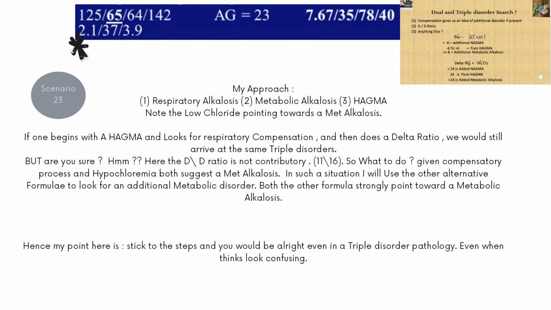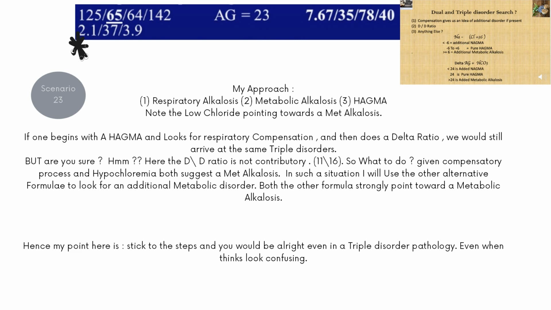Here my approach would be, I will look at the pH on the higher side, PCO2 on the lower side, so straight away I would assess that my patient's got a respiratory alkalosis. The next step, I would look at the compensation. The bicarb is way high for this PCO2, so I would know that my patient's got a metabolic alkalosis. Then of course you look at the Anion GAP, which is HAGMA. So okay, I've straight away made the diagnosis of a triple disorder by using the approach that I described.